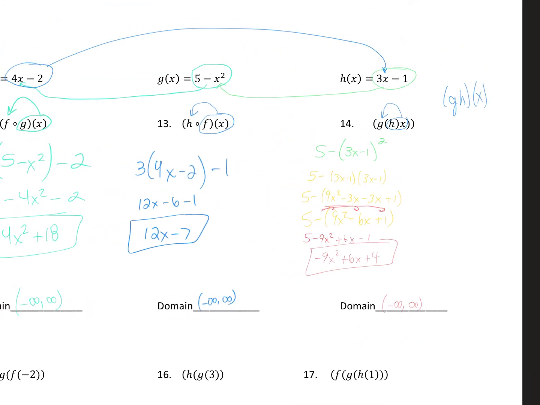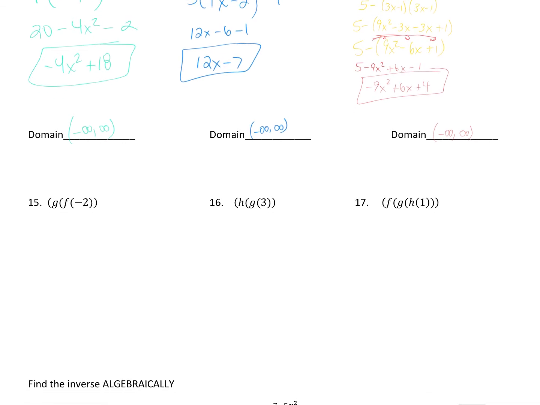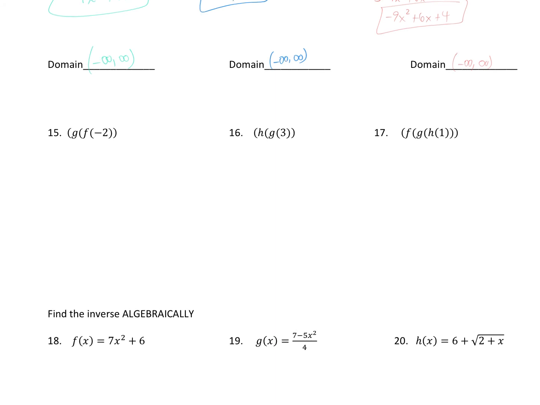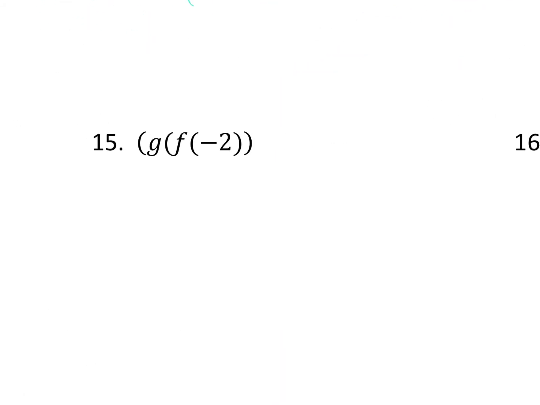How are we doing? Everybody okay? Okay, we're using the same functions up at the top here, but we're doing something a little different. I'm going to finish these up and then we're done. What is 15 asking you to do? Plug negative 2 into the f function, figure out your answer, and then what do you do with that answer? You plug it into the g. It's 2 really basic problems in one. You work from the inside out.